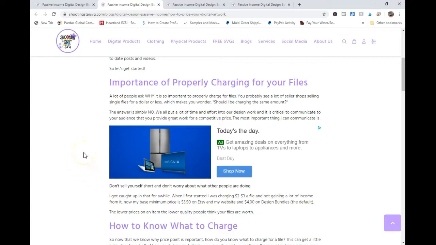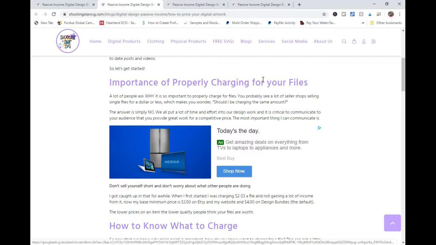So let's get started, right? The first thing that I have here in the blog post is the importance of properly charging for your files. I get a lot of questions like, why is it so important? Should I be charging the same amount as some of these people are? You can go on Etsy and see some of these files being charged for like $1 or $2, and you're probably thinking to yourself, how are these people making money? And the simple answer is don't charge the same as everybody else.